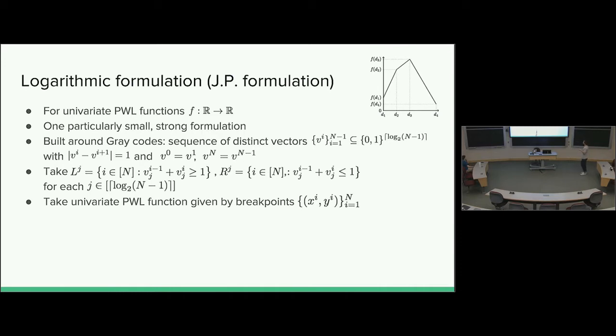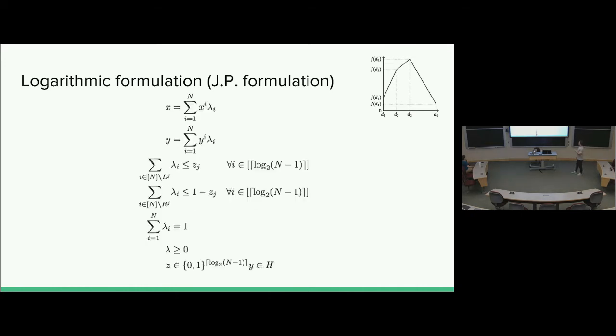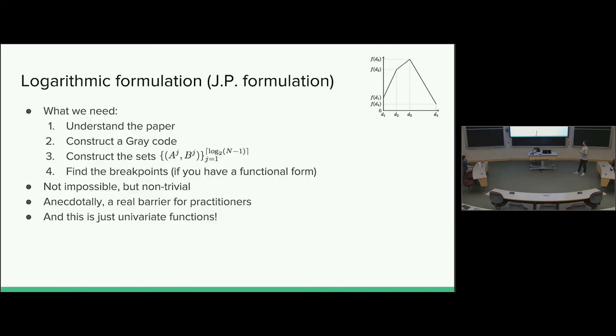Then you take your univariate piecewise-linear function and you express it in terms of the breakpoints and the values of the function at the breakpoints. Right? So you take your d1, d2, d3, d4, and you look at the function value at those points. That's your description of the function. You have all this information, and you can write this formulation here, and it works, and it's fast, but what do we actually need to construct it?